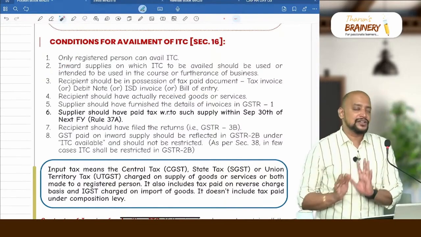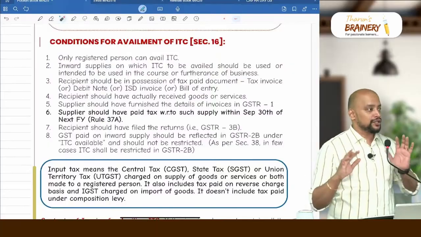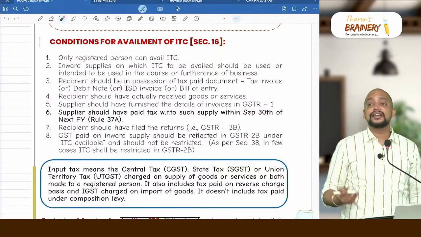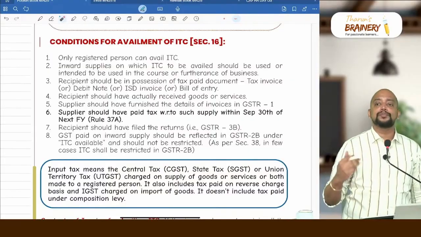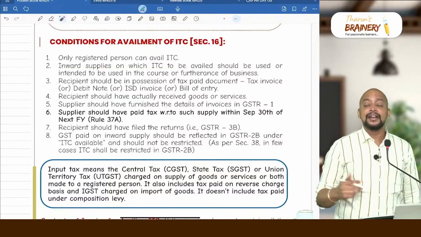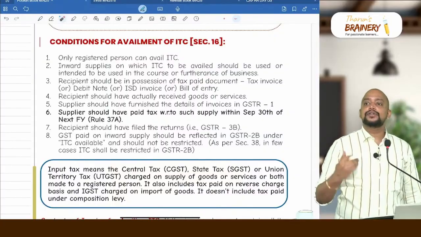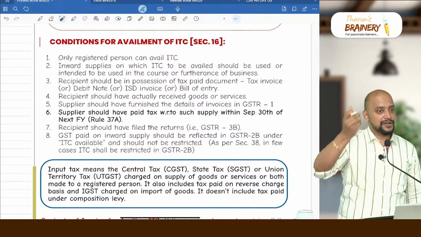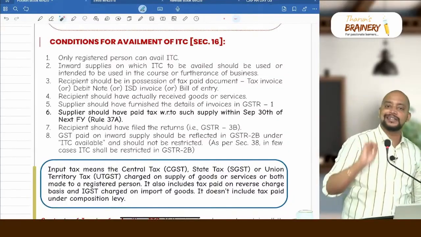First two are the basic conditions. Only a registered person can avail ITC. Inward supply should be used or intended to be used in the course or furtherance of business. Next three conditions are to be fulfilled by the recipient. So what are those three conditions? Number 1, he should be in possession of a tax paid document and he should have actually received the goods or services. So if the invoice pertains to January but the goods are received in March, he can take ITC only in March, he cannot take ITC in January.